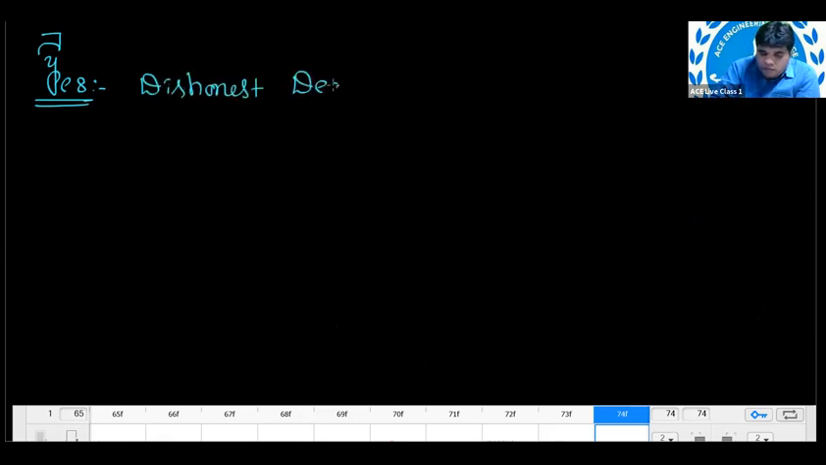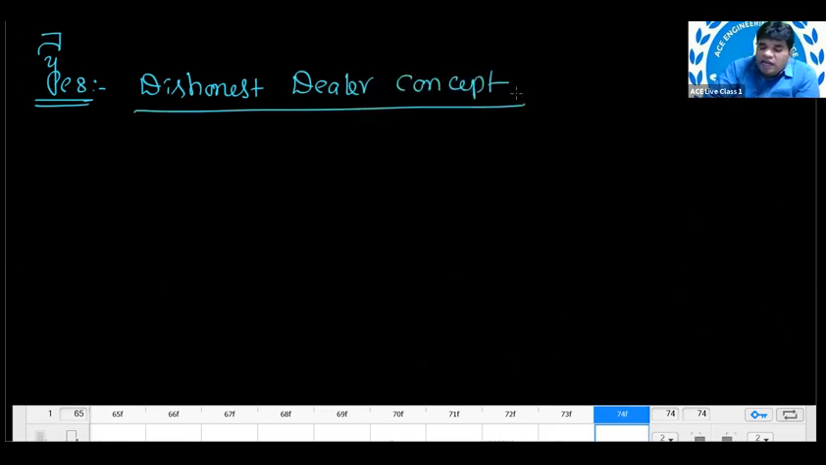Next. Completed. Last type, Type 8: Dishonest dealer. Dishonest dealer concept. Here I will explain the only shortcut. In case time permits, I will also explain the concept. If anybody is not getting it, then I will explain the shortcut and the proof also, no problem.